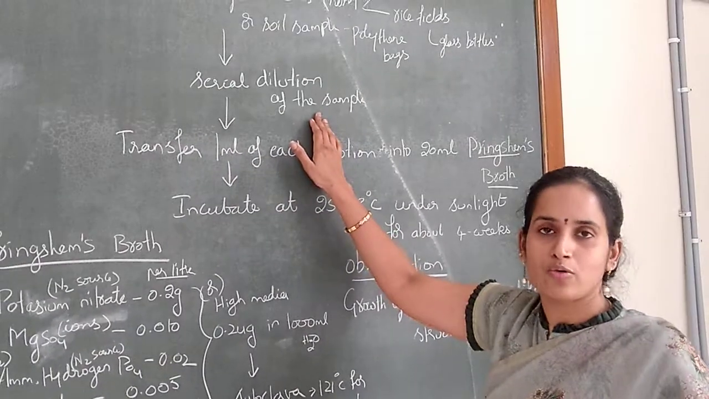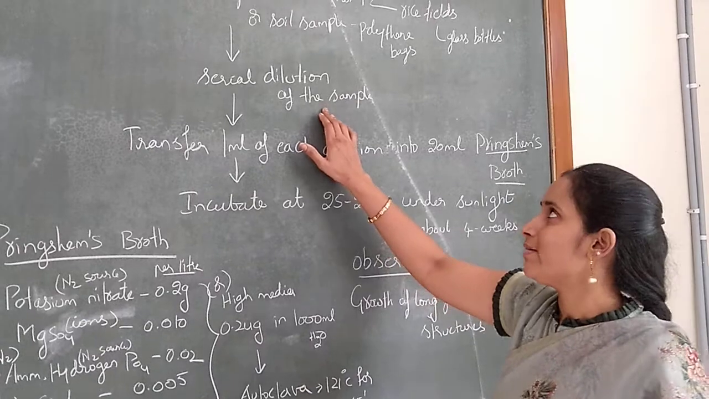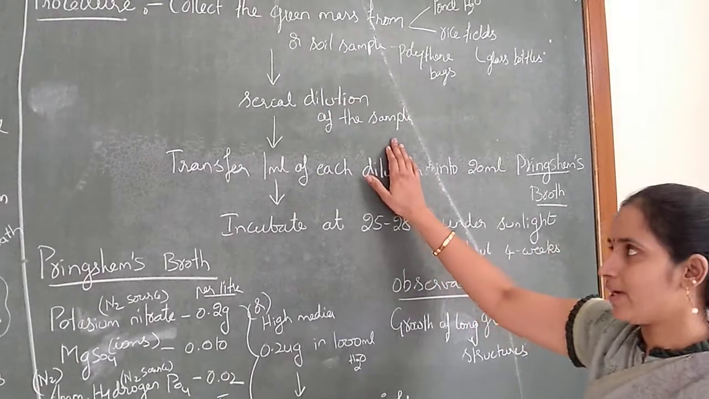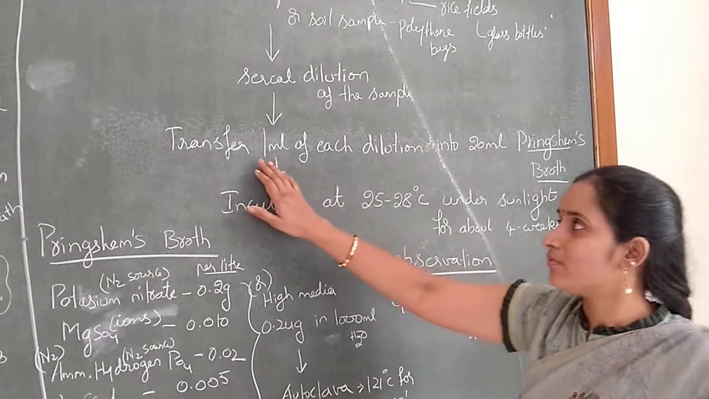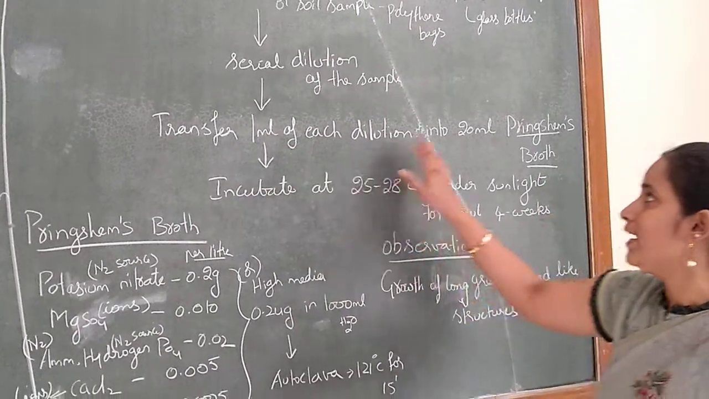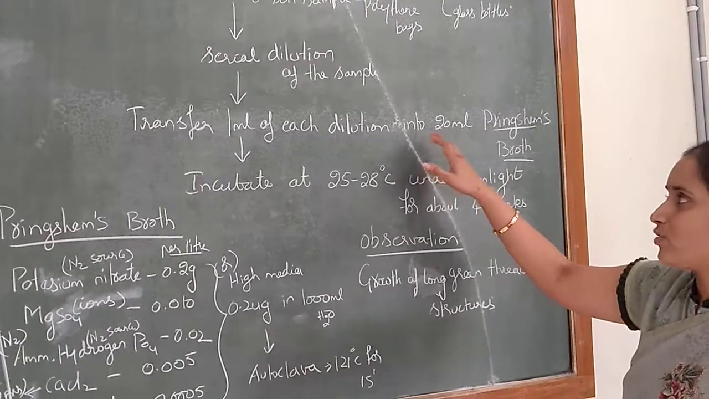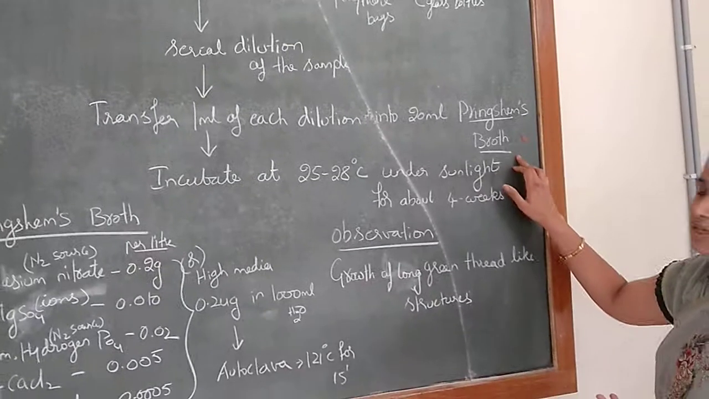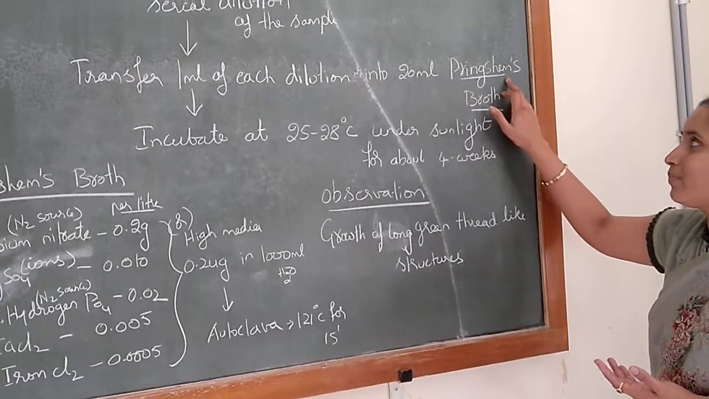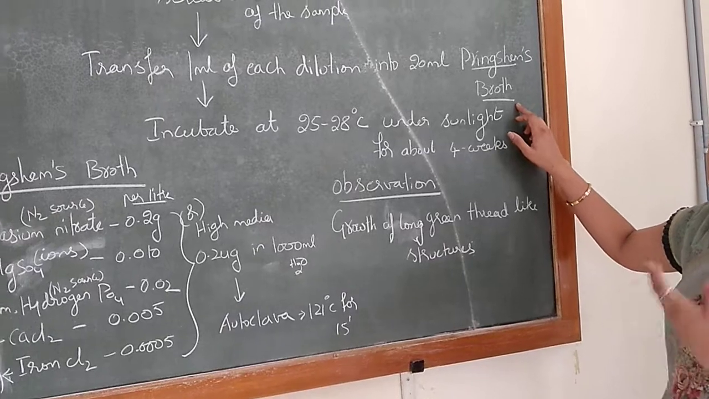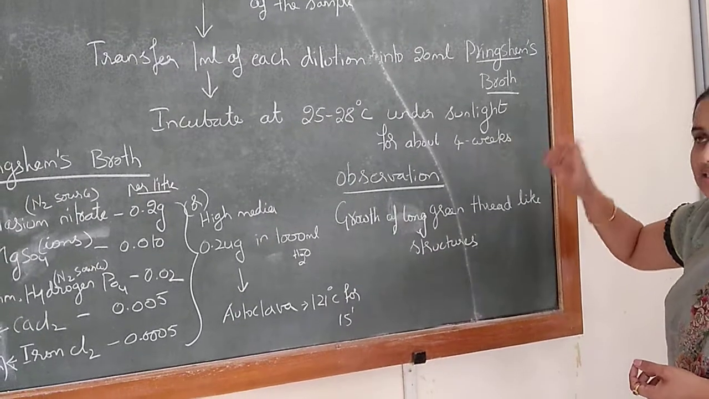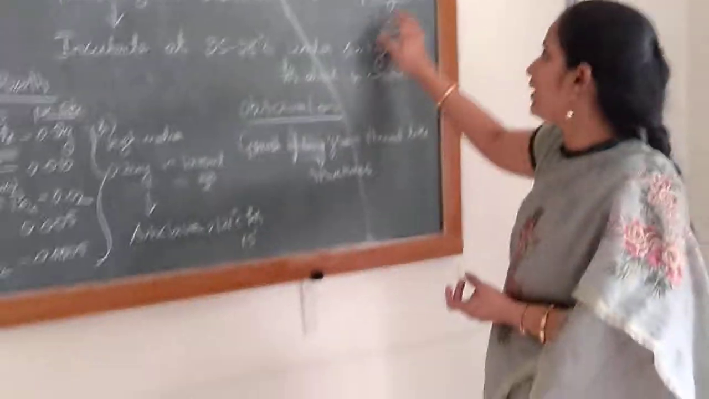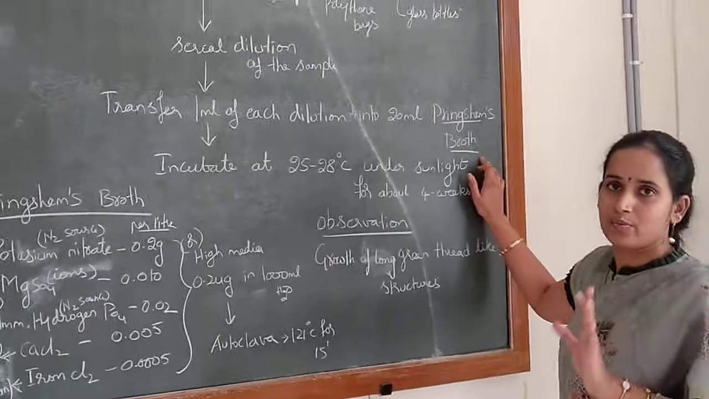Then whatever sample we got to the lab should be serially diluted. I think you know how to go with the serial dilution. In the same manner, our sample of interest has to be serially diluted. Then each dilution has to be inoculated into 20 ml Pringsheim's broth. This is important: we are using Pringsheim's broth, which is used to grow cyanobacteria. 1 ml of each dilution has to be inoculated into 20 ml Pringsheim's broth. We are using the broth, not the agar.